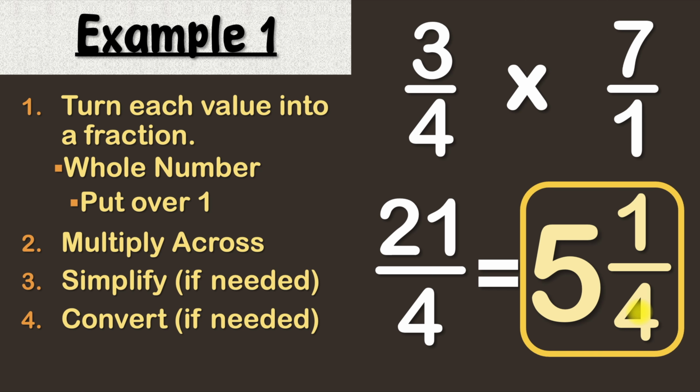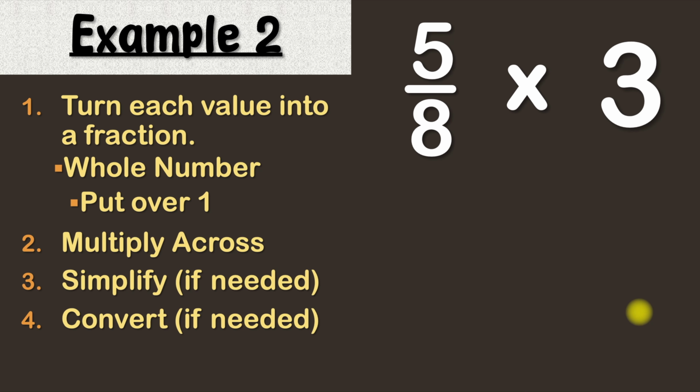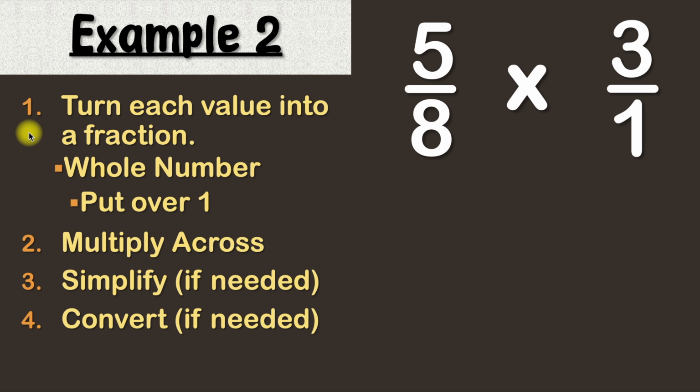Let's take a look at our second example. Here we have 5 over 8 times 3. First, we have to turn each value into a fraction. So if we see any whole numbers, we have to put them over 1. 5 over 8 is already a fraction, but the second value, 3, is not. So we're going to have to take that 3 and put it over 1.